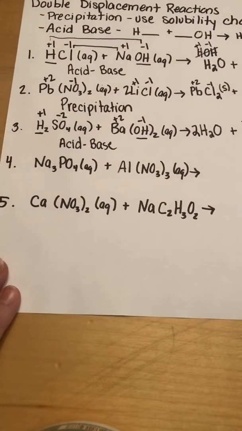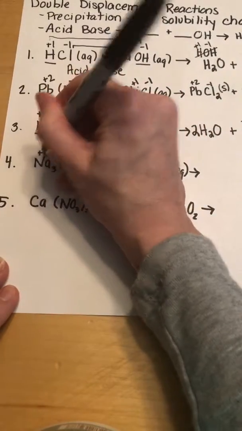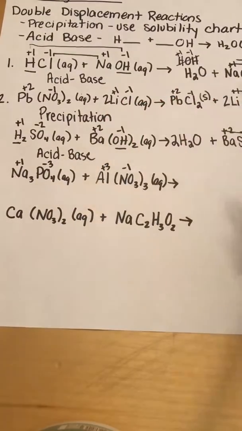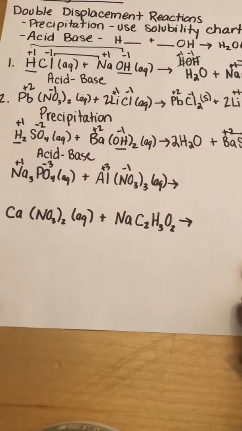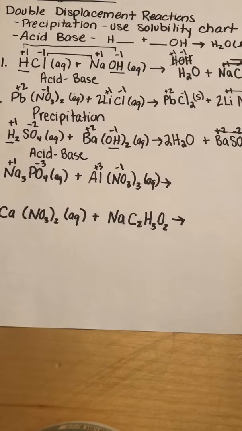All right, for my fourth example, I have sodium phosphate. I'm going to go ahead and write in my charges, aluminum nitrate. And I want to predict the products. I need to know if a reaction takes place and predict the products.